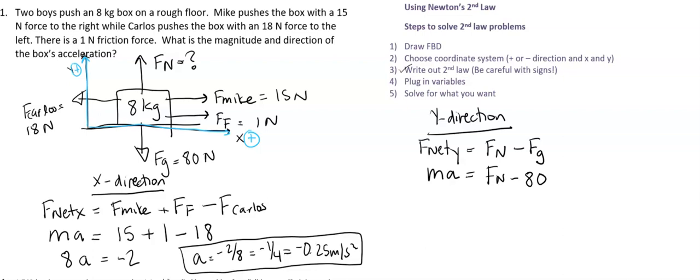Gravity is 80. Cool. And again, we're doing step number 4, plugging in variables, and then we'll do step 5, solve for what we want. Okay, so we need to solve for Fn. So we need to know the mass and acceleration. Mass is easy, that's 8.